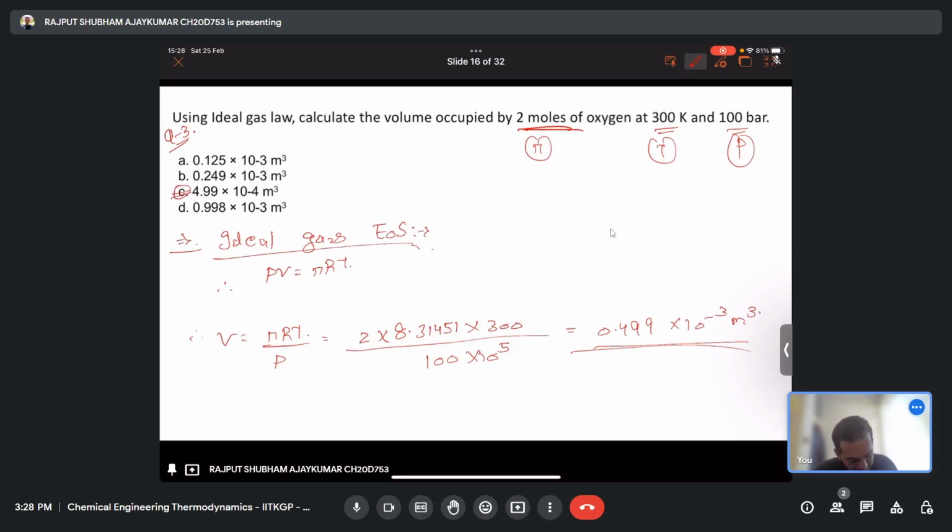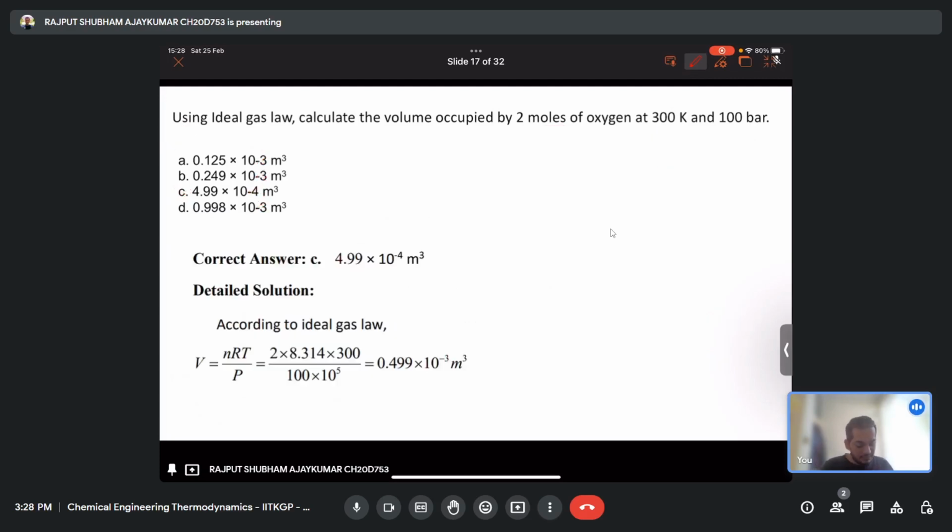So if you see the answers, it will be like this, because this is 10 to the minus 4. It's a printing mistake, as mentioned up here. So it will be in the form of 10 to the minus 3. Okay, so the correct answer is this. So PV is equal to nRT and volume is equal to nRT by P.